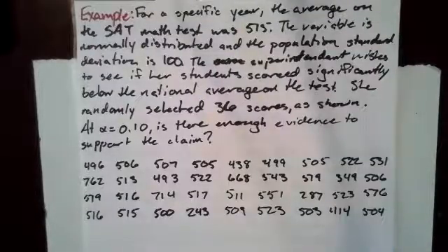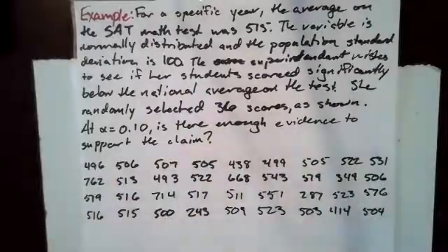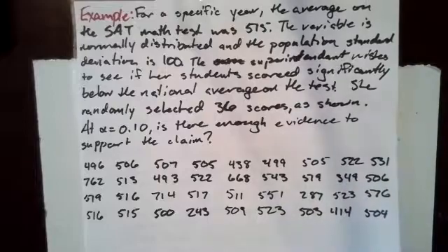Here's another example. For a specific year, the average on the SAT math test was 515. The variable is normally distributed and the population standard deviation is 100. The superintendent wishes to see if her students scored significantly below the national average on the test. She randomly selected 36 scores as shown. At alpha equals 0.10, is there enough evidence to support the claim? Here are the scores that were selected at random.